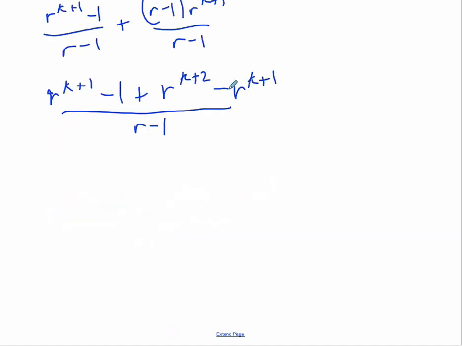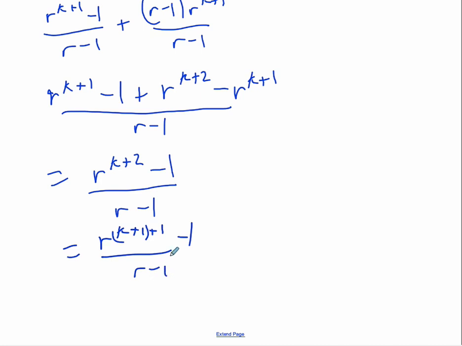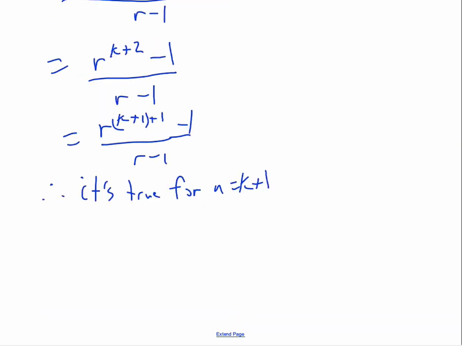Okay, now this first term and the last term cancel. I'm going to rearrange these two, and we just have r to the power of k plus 2 minus 1 over r minus 1. Okay, so this is the same as r to the k plus 1 over r minus 1. So this is just the k plus 1 term. So this means, therefore, it's true for n equals k plus 1. And then we write a similar statement to what we did before.